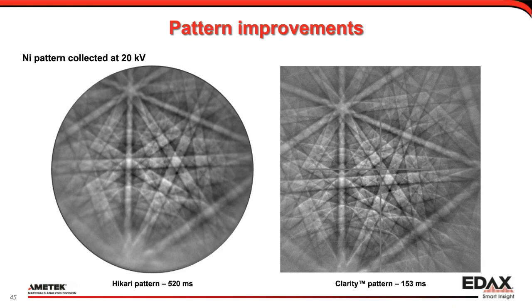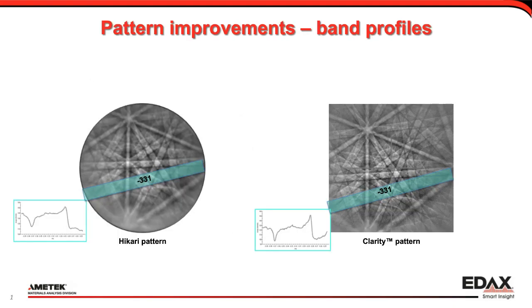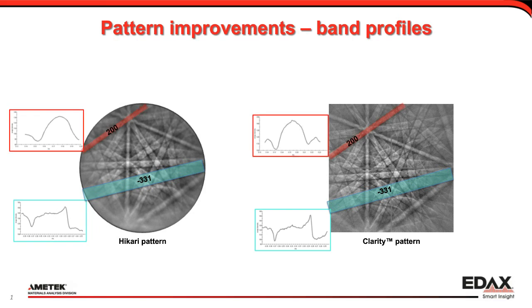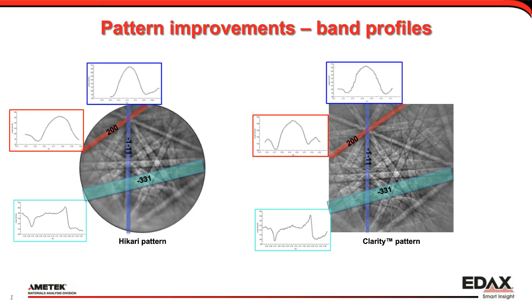So let's see if we can quantify that a little bit. If I go here, I just extract a few individual bands, and the small charts are band profiles across these bands. And the Hikari patterns are a little bit smooth, where you have very small details that you can see here on the right. So let's try a few more. There's that. There's a nice rounded band. It's still rounded in Clarity, but a little bit of a lump on the top. And then there's another one. It's really rounded. Also around here with, again, some details.